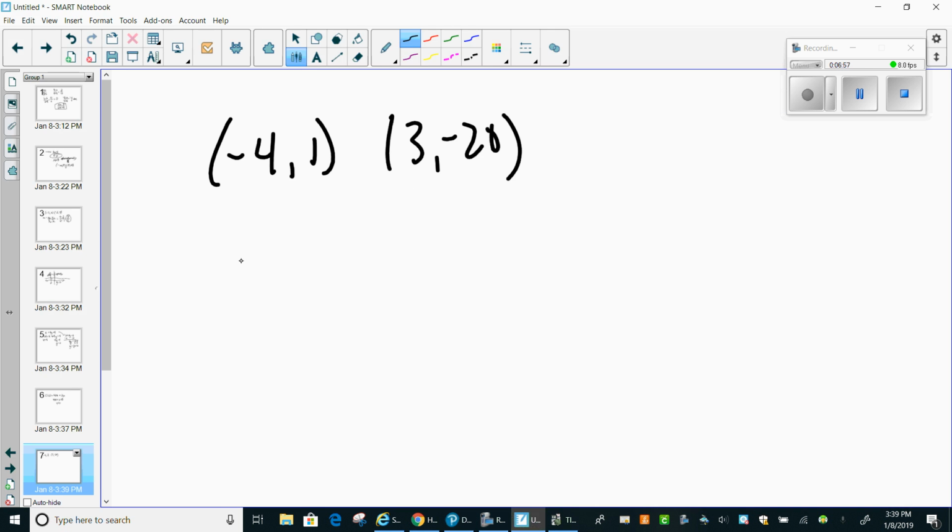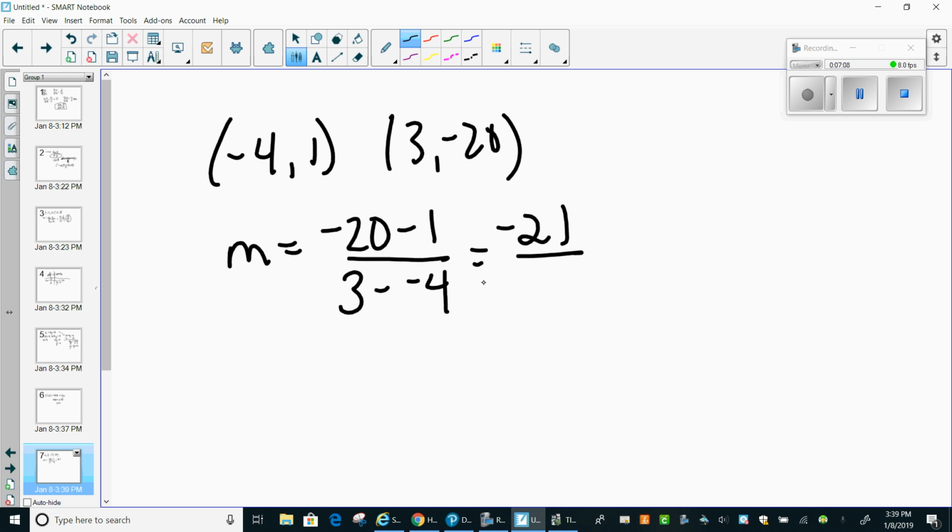So first thing I'm going to do here is find the slope of this line. So y2 minus y1 over x2 minus x1. Negative 20 minus 1 will be negative 21. 3 minus negative 4 is 7. Negative 21 divided by 7 will give me a slope of negative 3. Then I'm going to use one of these 2 points for my x and y. I'll just use this first one.